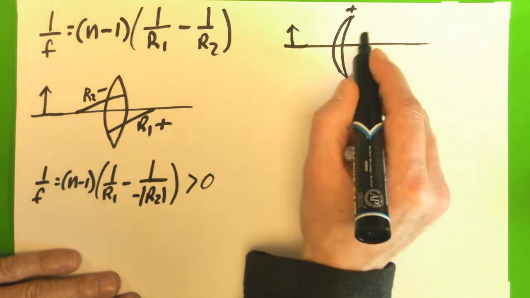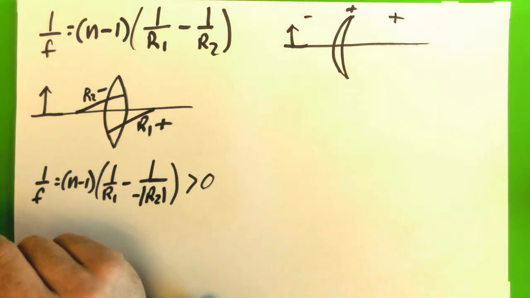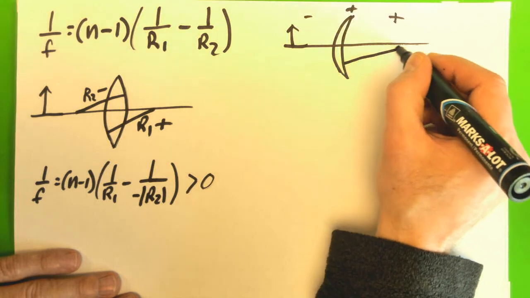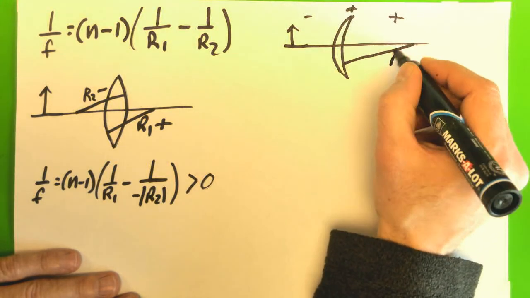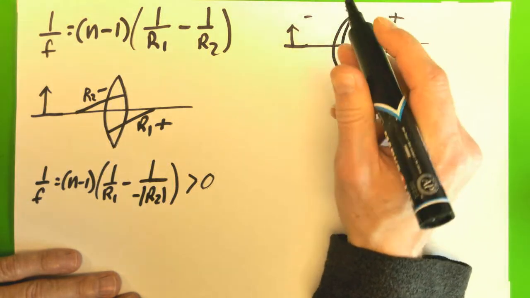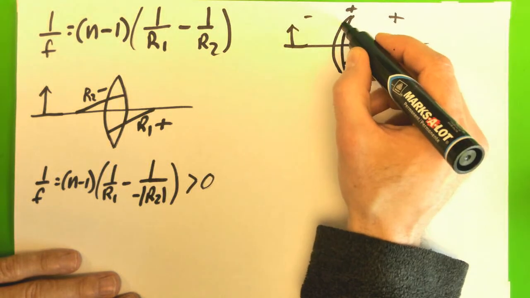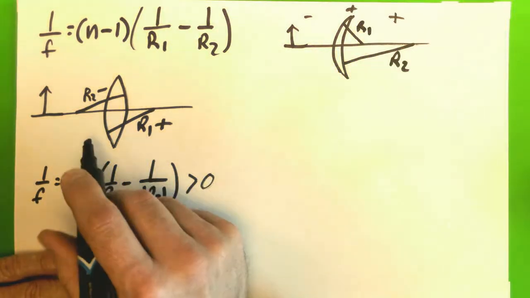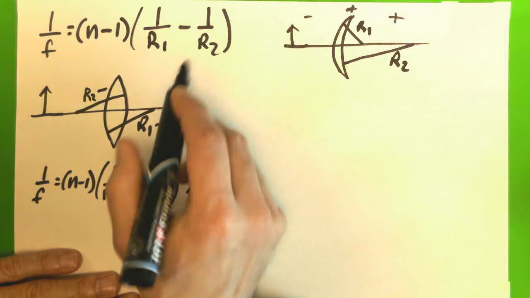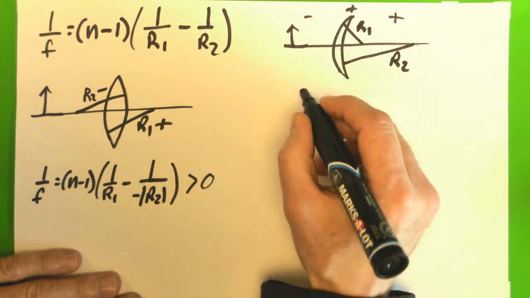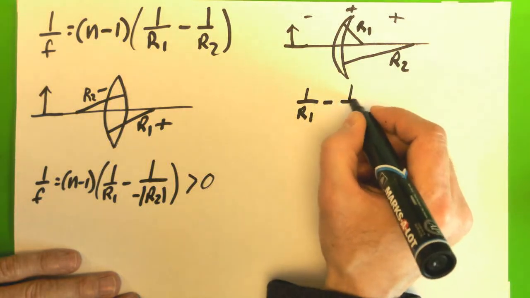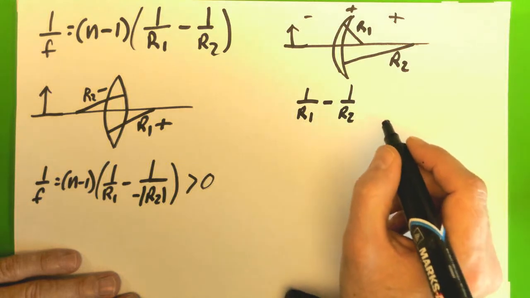Our object's over here, light's going here, so we know this is the positive area, that's the negative area. Well, this shallower curve has a bigger radius because it's almost flat, and that's the second surface. This one that's closer to the object is R1, and it's more curved, which means it's got a smaller radius. Both of those are positive because they're in our positive region. And so just focusing on this part, we end up with 1 over R1 minus 1 over R2, and those are positive.